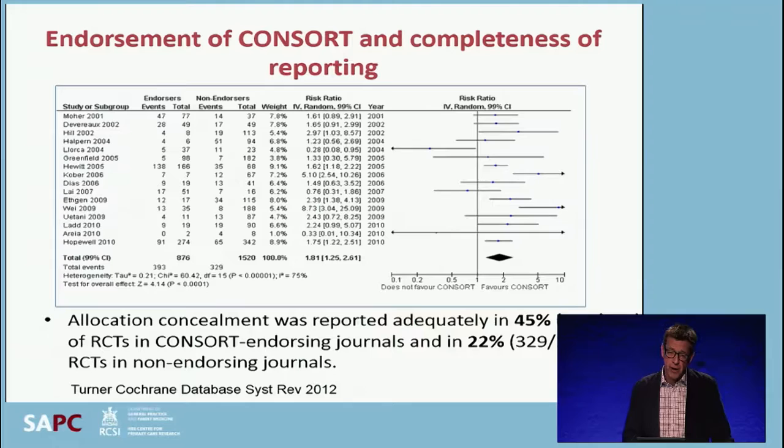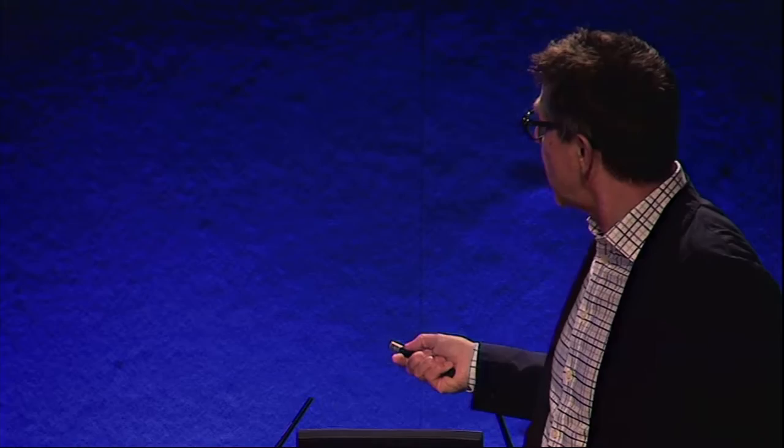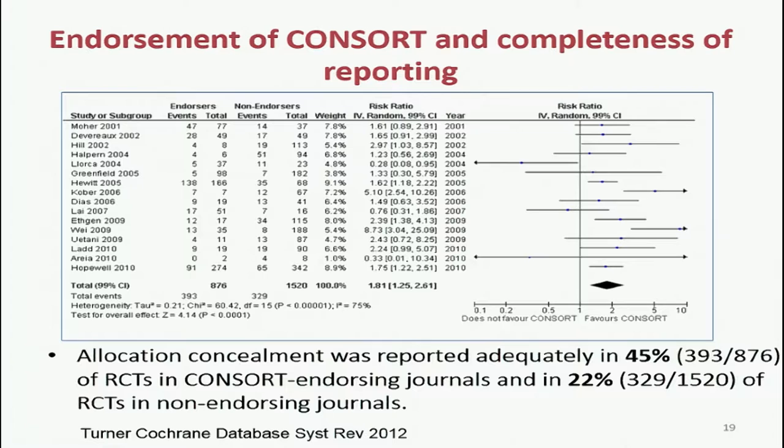And I'm just showing you, you know, the CONSORT statement includes, I can't remember, perhaps 18 items, but one of the most important ones and empirically very strongly supported items is allocation concealment. And this is the forest plot, the meta-analysis, comparing journals that endorse CONSORT with journals that don't. And you do see a clear trend, or actually more than a trend, that the journals that have officially endorsed CONSORT do publish trials that are more complete in terms of reporting on how exactly concealment of allocation was done.